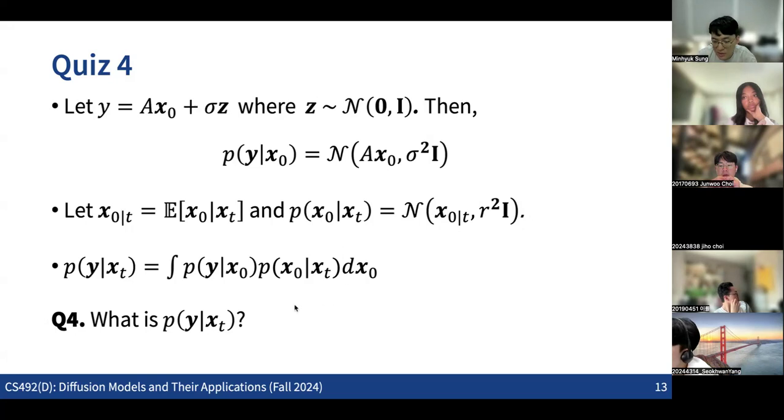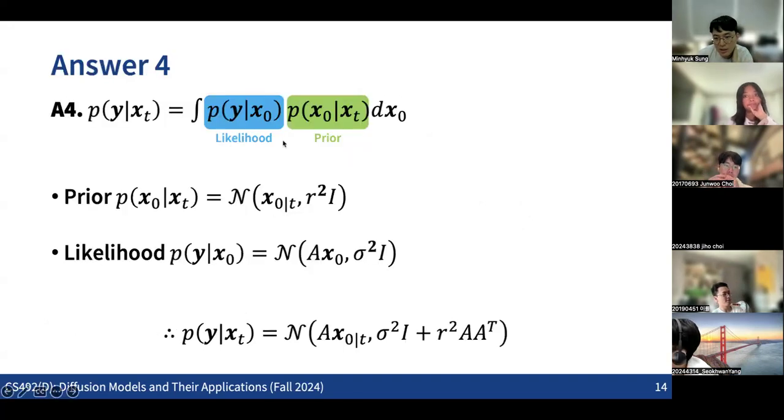And given all these facts, now we can calculate the conditional distribution of y given xt, right? Which will have this form, because now we are seeing this specific prior distribution and also the likelihood distribution. And when you combine these two, based on the properties of conditional Gaussians, we can see that this conditional distribution of y given xt should have this mean and variance, right? So these were the answers for the quiz. Any questions on this?